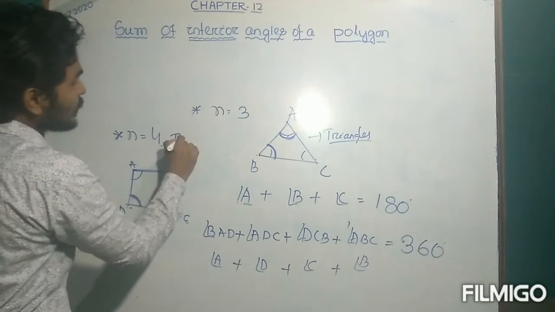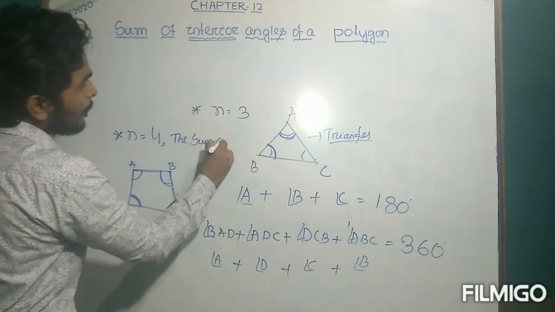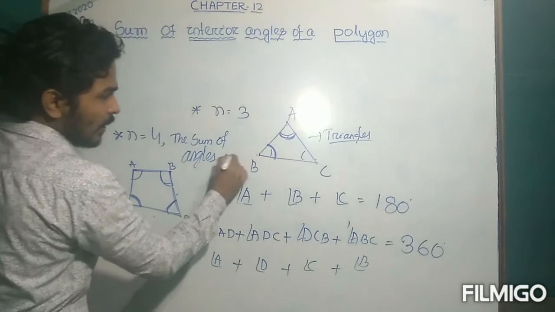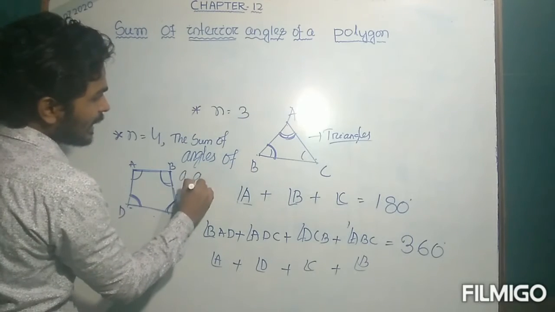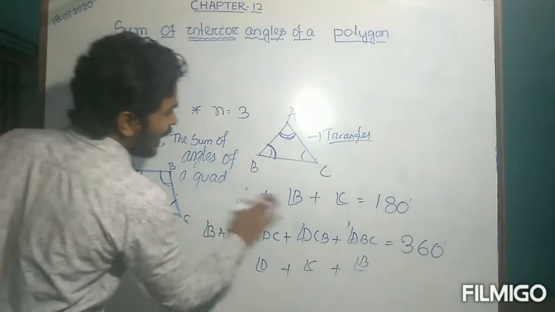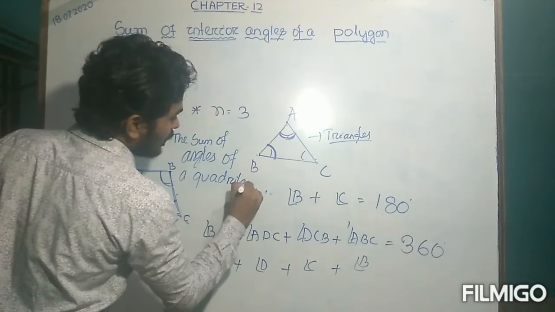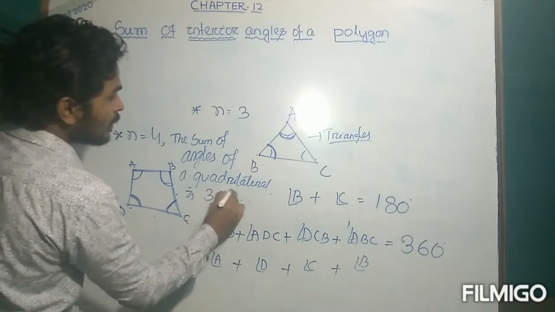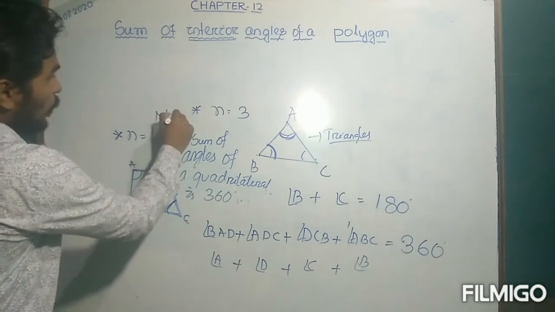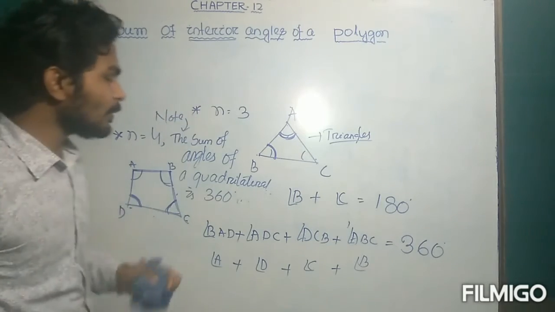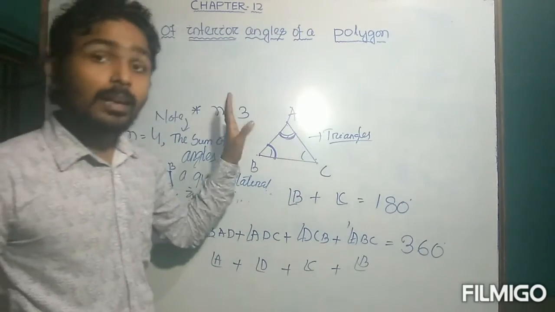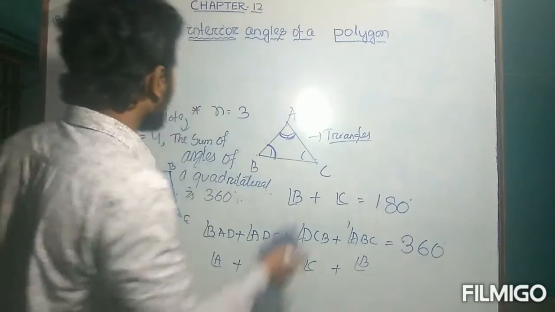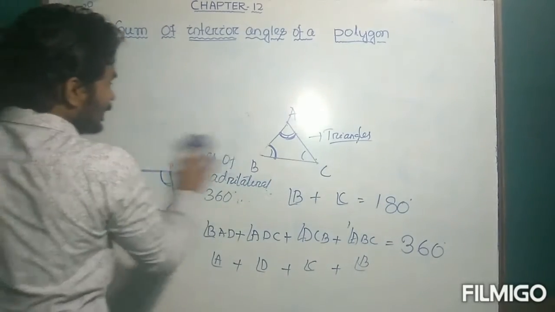So you can write it as a note: the sum of the interior angles of a quadrilateral is 360 degrees. Similarly, you can write the sum of the interior angles of a triangle is 180 degrees. So now it is clear.